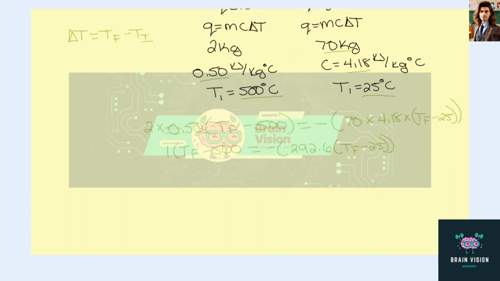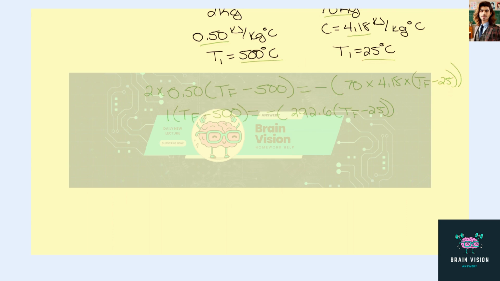So let's give us a little more room. We have T final minus 500 is equal to negative 292.6 TF, and then plus our 292.6 times 25, that's going to be 7,315. So let's bring all of our TFs over to one side and everything else over to the other.